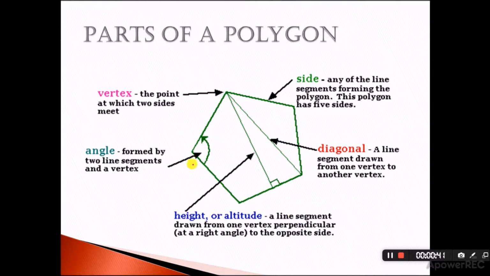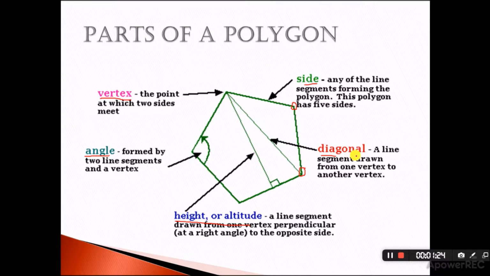Let's have the parts of a polygon. There are 5 parts of a polygon. That's the vertex, the side, the diagonal, the height or the altitude, and the angle. The vertex is the point at which the two sides meet. You could have the vertex on the other side or in here. Side, any of the line segments forming the polygon. This polygon has 5 sides, so this is a pentagon. The side, I guess you already know what side is.